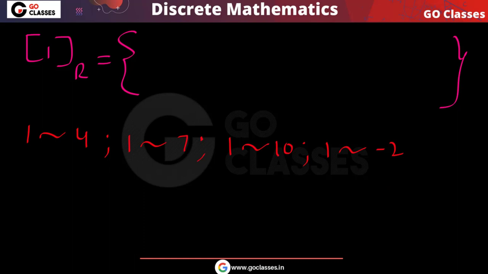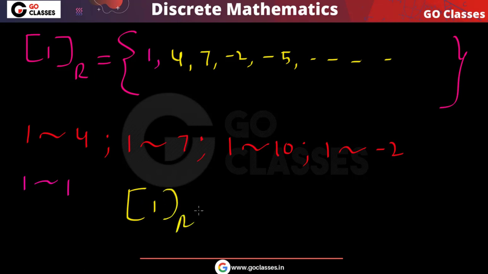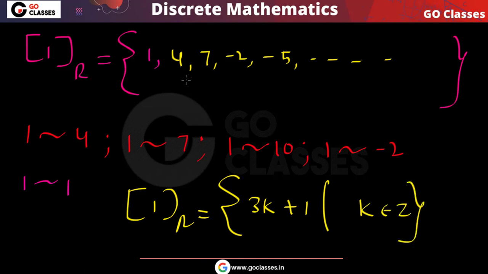Anyway, this is the simple idea. 1 is related to 1 by the reflexive property. 1 is also related to 4, 7, minus 2, minus 5, and so on. So these are the elements to which 1 is related. What is the equivalence class of 1? It is 3k plus 1 where k is an integer, the set of those elements which give remainder 1 when you divide by 3.